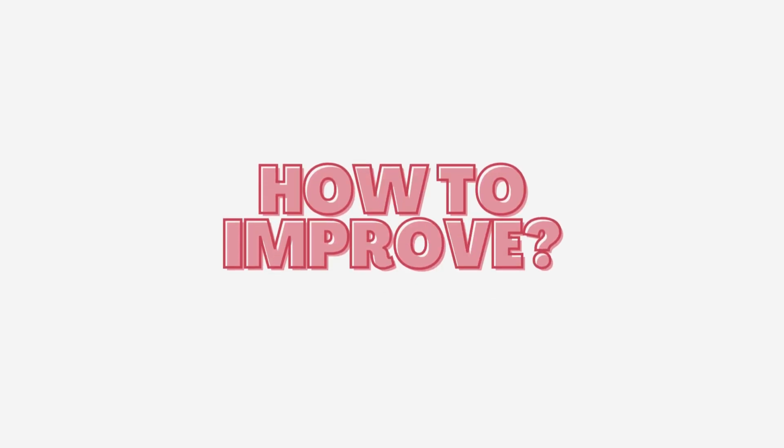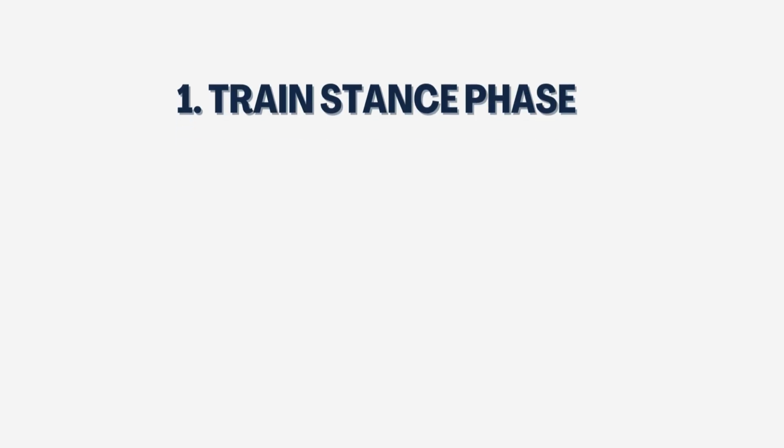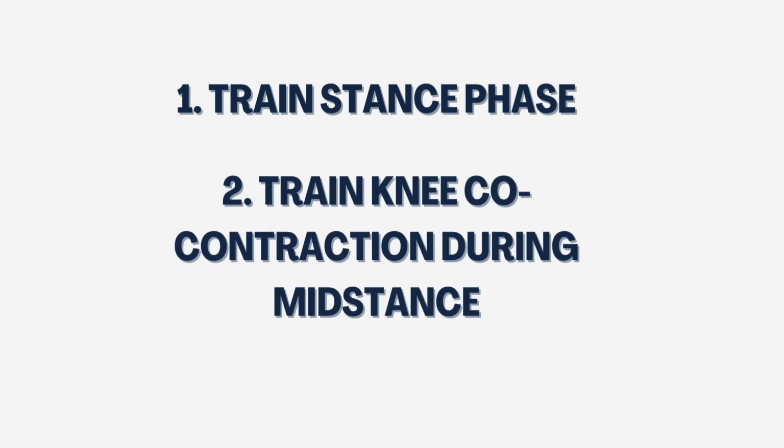So how can we train this? You can break it down into two steps, which is to train the stance phase. This means you need to verticalize the patient and bring them into a standing position so that it will stimulate the quads and the hamstrings to fire up. The next is you need to train the co-contraction during the mid-stance phase, and this means that you need to get the quads and the hamstrings to work together in the mid-stance so that the knee does not collapse or go into hyperextension.